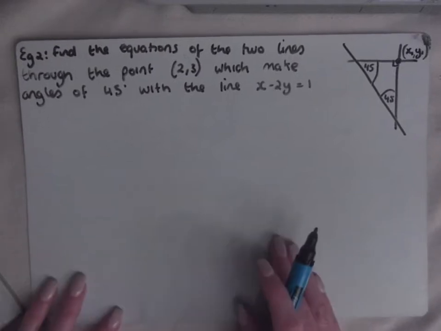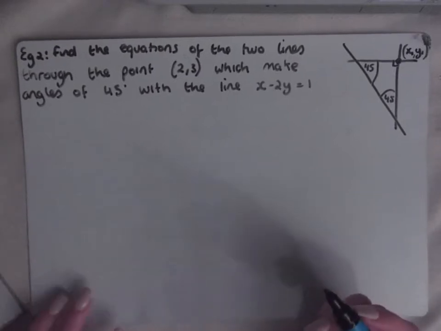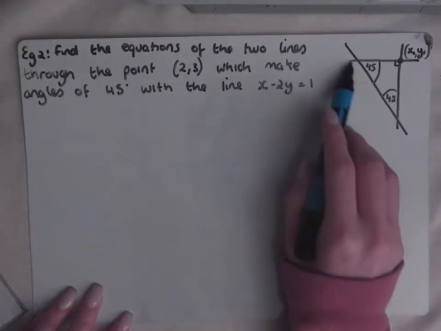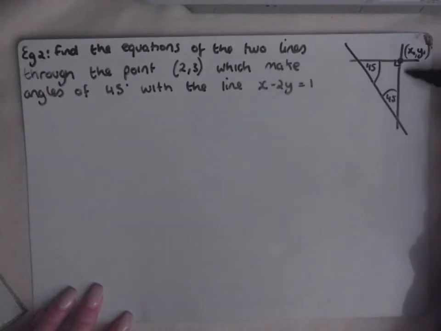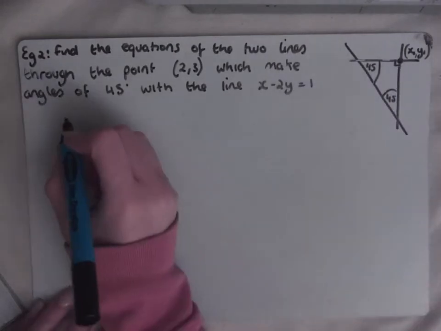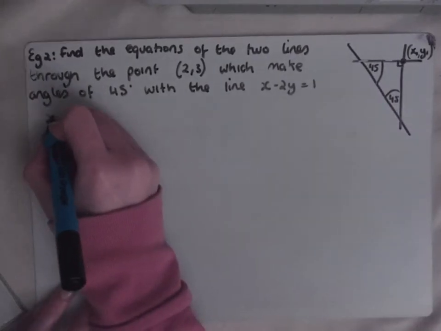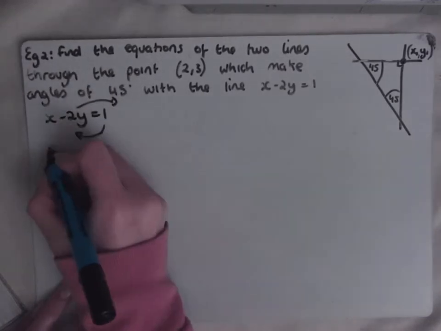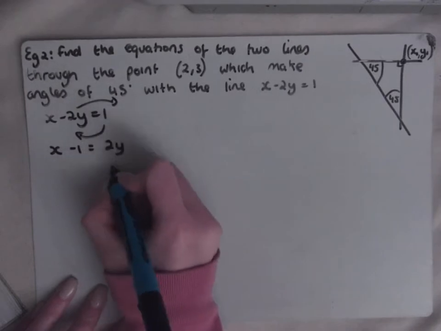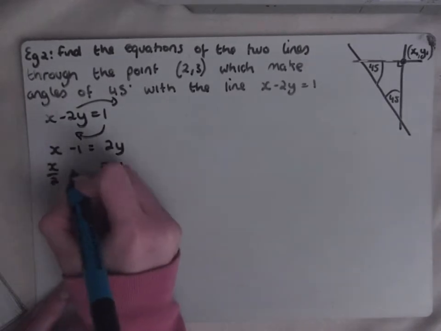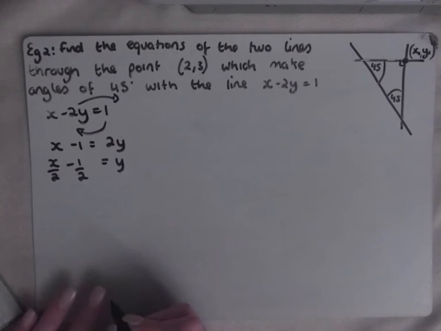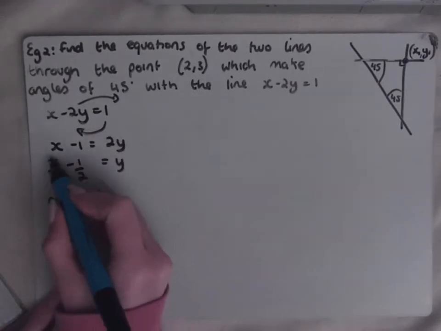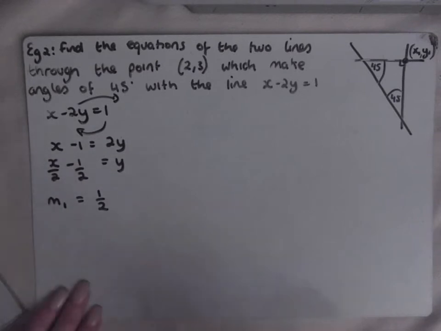Okay, so if it makes angles of 45 degrees, we can fill that into our formula. Now we have the first slope, we have M1, but we don't have M2. M2 is either here or it's here. Okay, so what we're going to do is we're going to get M1. So x minus 1 is 2y, so y is x over 2 minus 1 over 2. So just dividing everything by 2 there. So the slope in this case is 1 over 2, the number with the x. Okay, so M1 is a half.